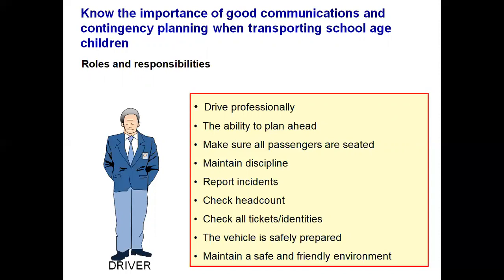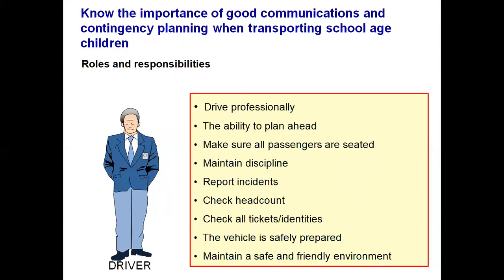It may be it's a one-off job where you're picking up at school on an extracurricular activity such as sport or music. You may not know the children. You just have a list of names and addresses. Check all tickets and identities with a responsible adult so that you can get the correct children. Obviously, make sure your vehicle is safely prepared, as we've covered.